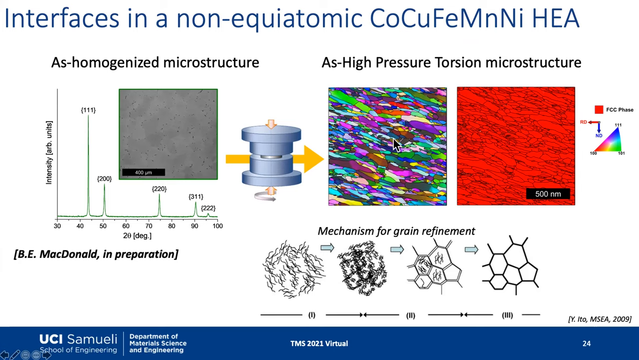The orientation can be seen here, done by an automated crystal orientation mapping, indexing material by electron diffraction and scanning technique. This is very similar to EBSD, but on a much smaller scale, as you can see, 500 nanometers. And we can also see here the interfaces forming. So the alloy can be homogenized here to achieve a single FCC phase that persists through the severe plastic deformation of this alloy.